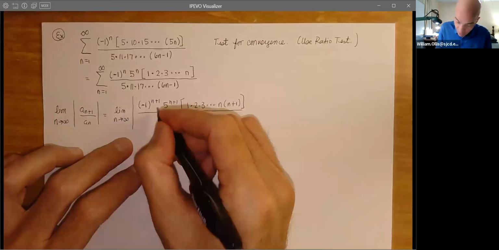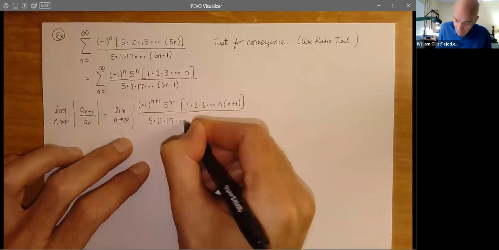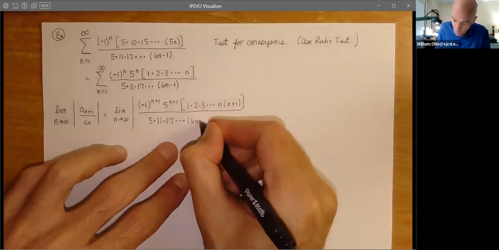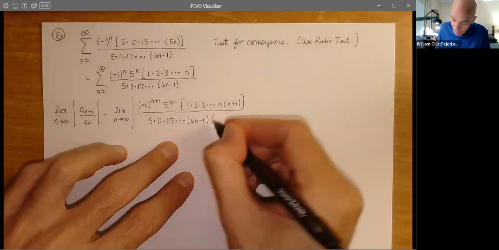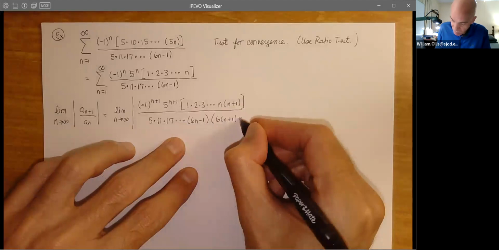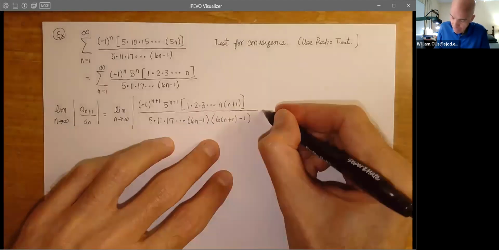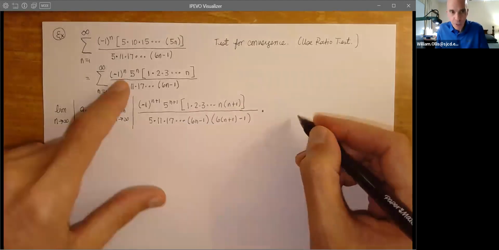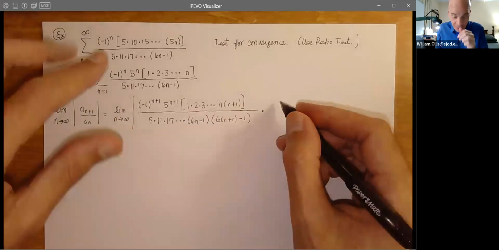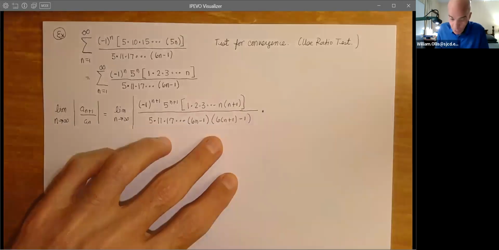And here we have what? 5 times 11 times 17, and then we have the n plus 1 term. So this is going to be 6n minus 1, and then we get 6 times n plus 1 minus 1. So that's the new term, so to speak. And now, of course, we just reciprocate the a sub n. Usually we call that a u sub n when it has the alternating sign, but that's the statement of the theorem. So flip everything over and we'll just use this one.